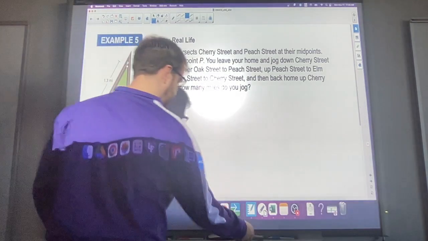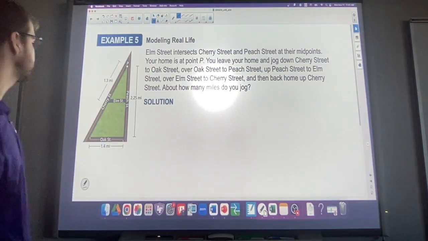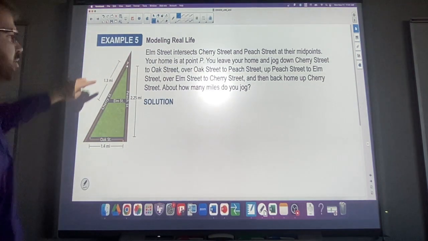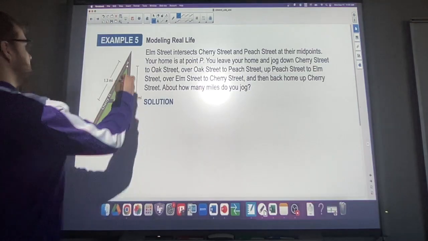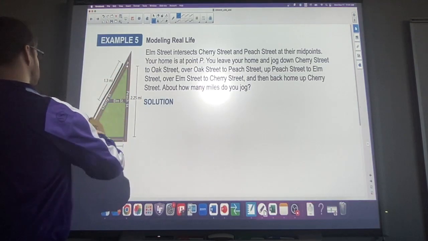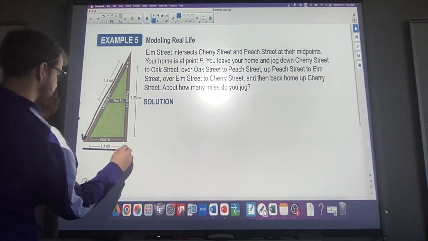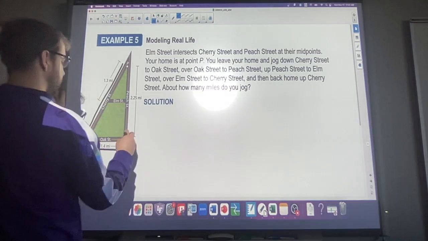All right, I'm going to trace this. You leave your home. Where's your home? Home is at point P. You leave your home and jog down Cherry Street to Oak Street. So you go all the way down here. Okay, that's your first leg. Over Oak Street to Peach Street. Okay, then you go here. Up Peach Street to Elm Street. So you stop at Elm Street.